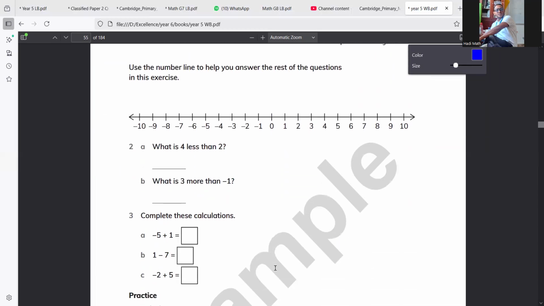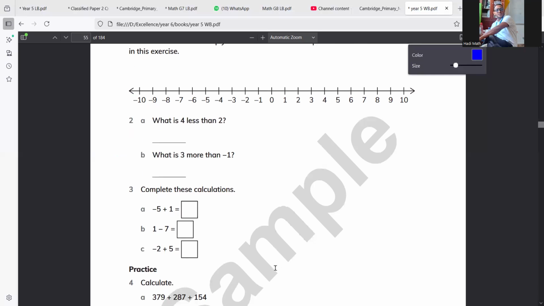Okay, this question here, they say what is 4 less than 2? When I say 4 less than 2, you need to understand, it means 2 minus 4. As I've told you, if you would like to use the number line, use the number line. We say 2 minus 4, 2 is over here. Then subtract 4, you go to the left, 4 steps. 1, 2, 3, 4. The answer is what? Is -2.